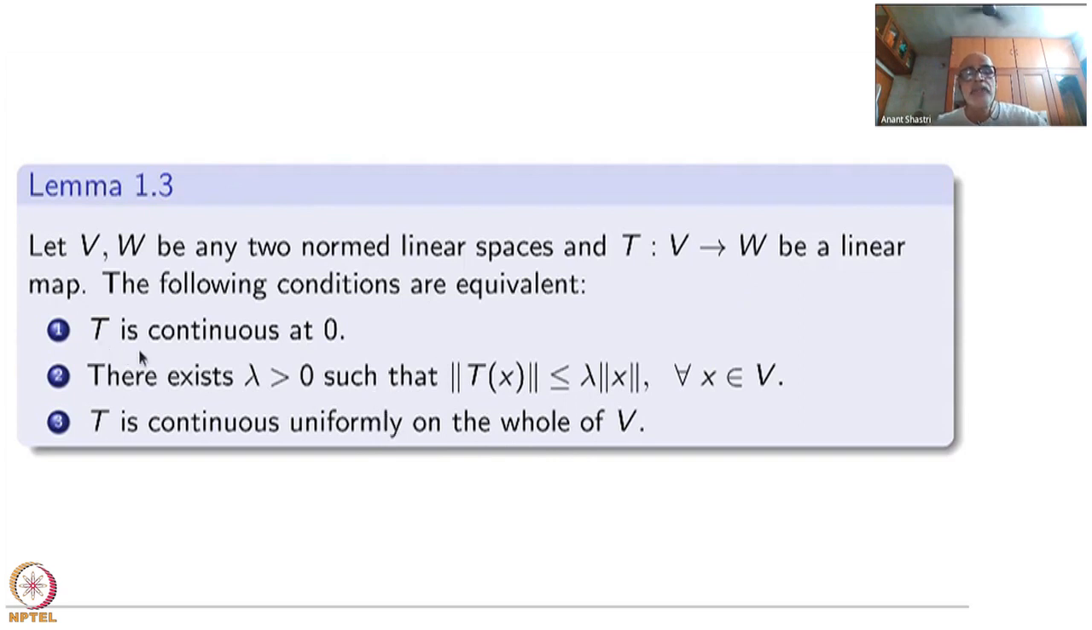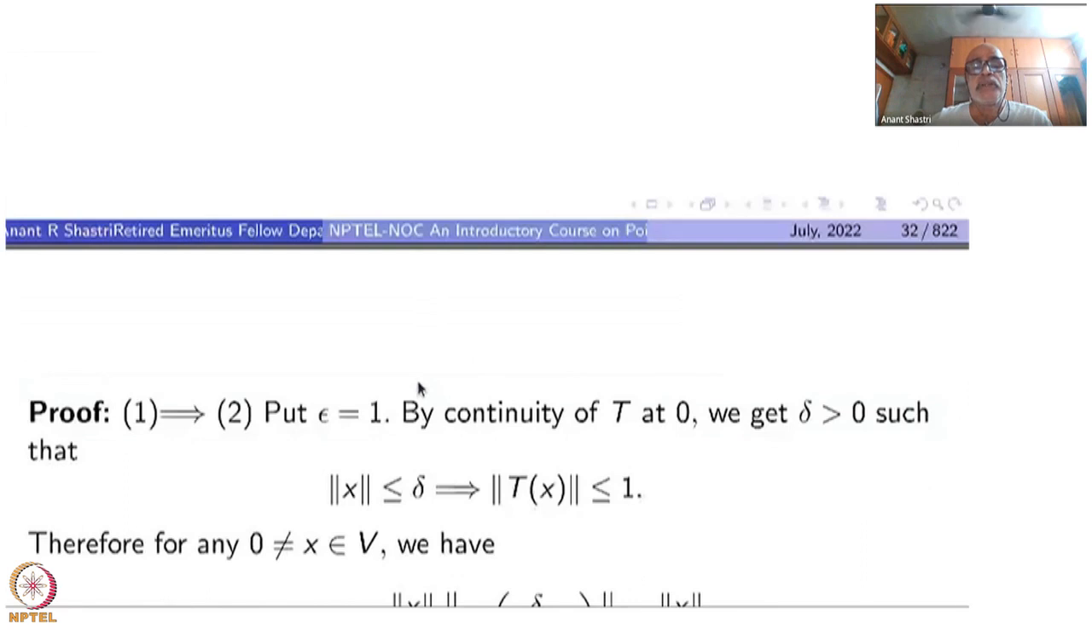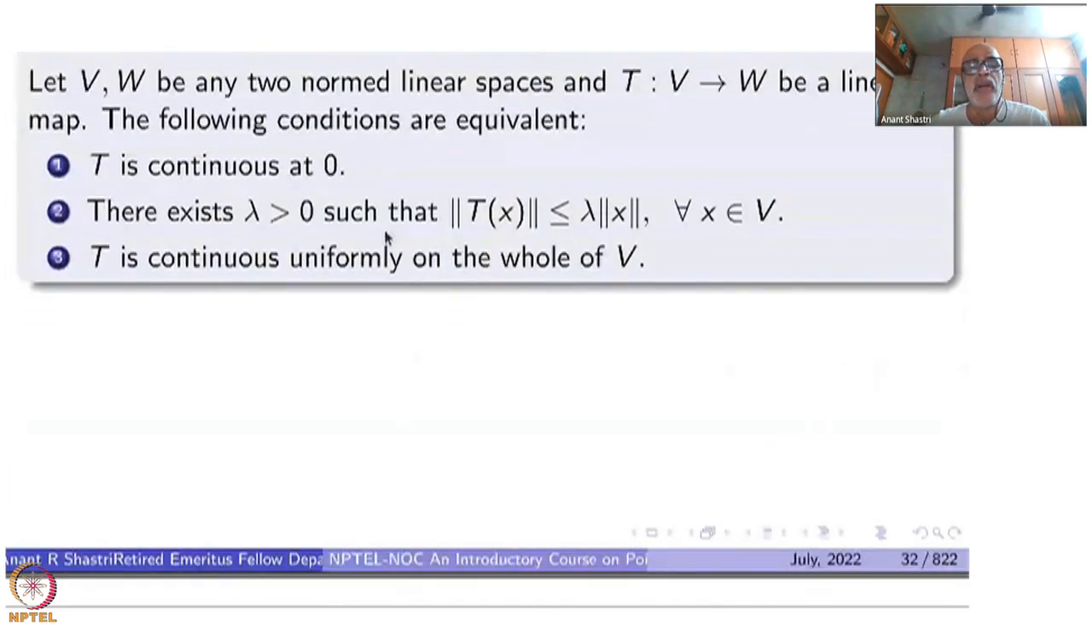One, T is continuous at zero. Two, there exists lambda positive such that norm of Tx is less than or equal to lambda times norm of x for all x inside V. Three, T is continuous uniformly on the whole of V. So all these three are equivalent conditions. None of them may be true in general. When V is finite dimensional, this will be automatically true for all linear functions. Let me just recall this because this is so fundamental.